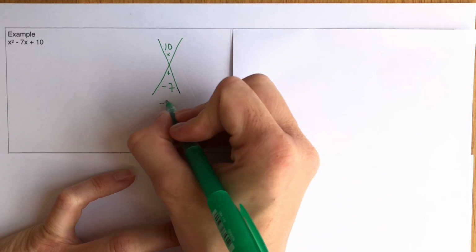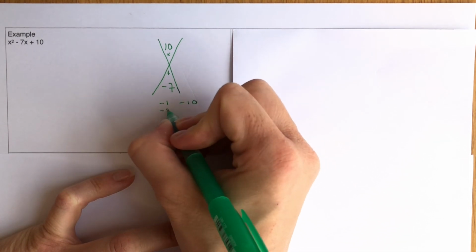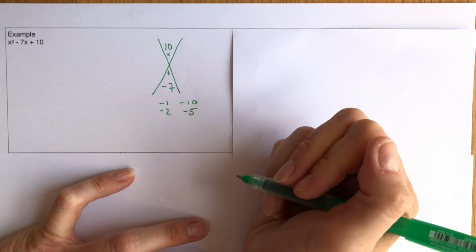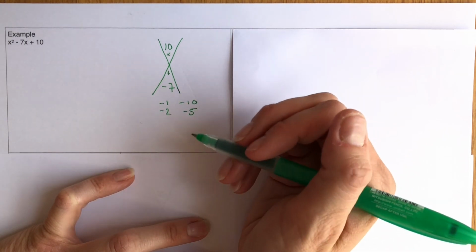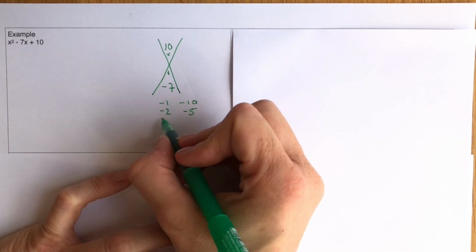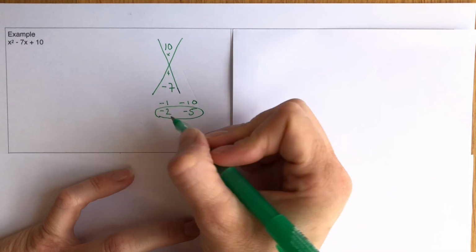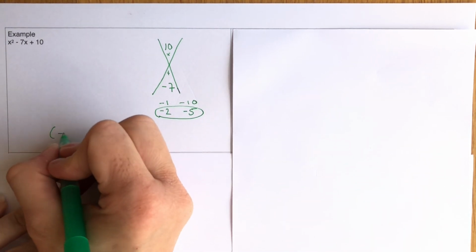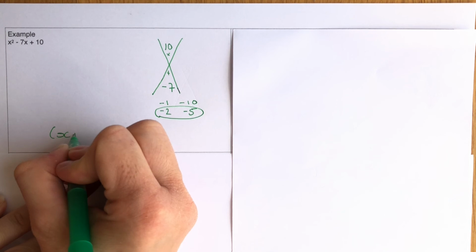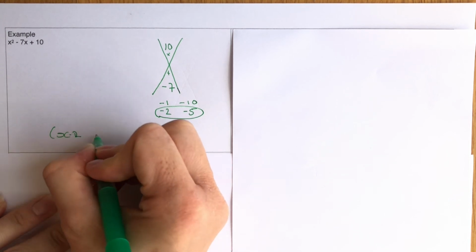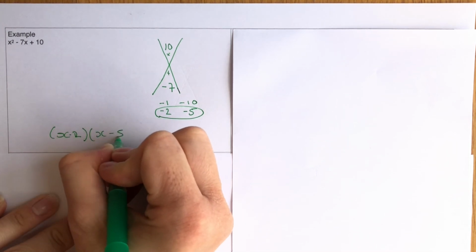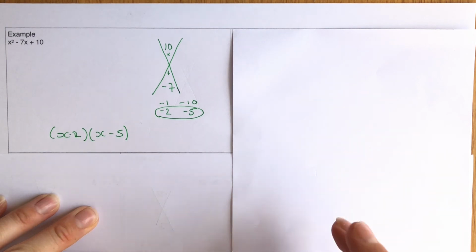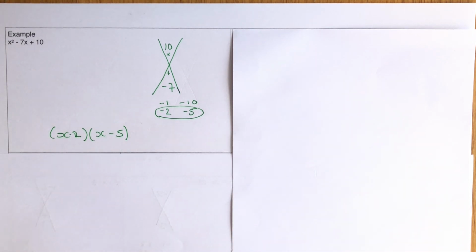So I could have minus 1 and minus 10, minus 2 and minus 5. That's all my factors of 10. Which ones would add together to make minus 7? Got these two here. So I pop minus 2 in one bracket and minus 5 in the other. Okay, so I've got 6 more questions for you to do. Press pause, have a go, and then we'll go through them.